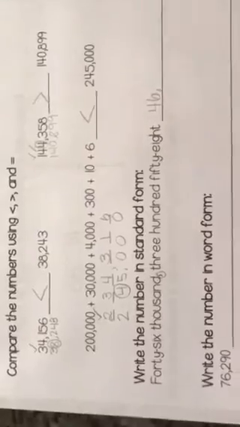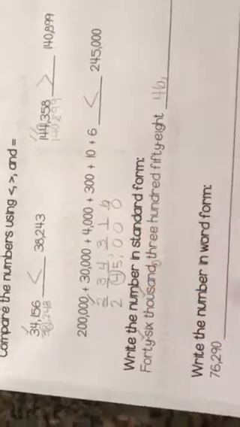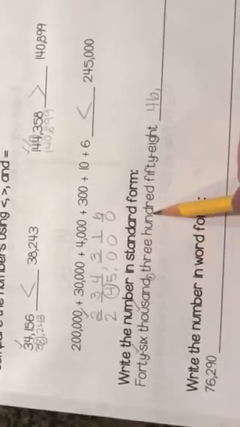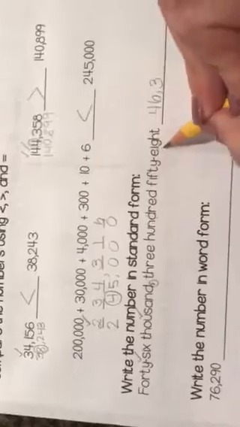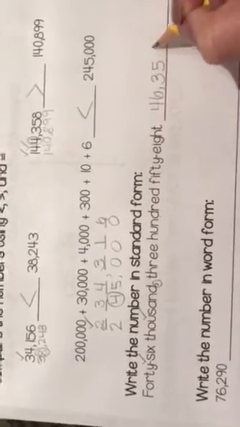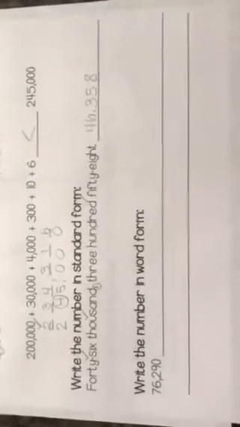46,000. So I've done that part. 358. Sorry, I said 48 earlier. Okay. So if I take it nice and slow, I can get that done.